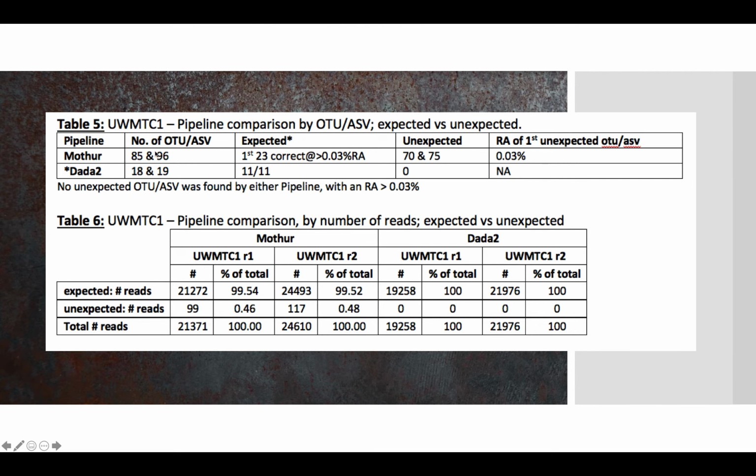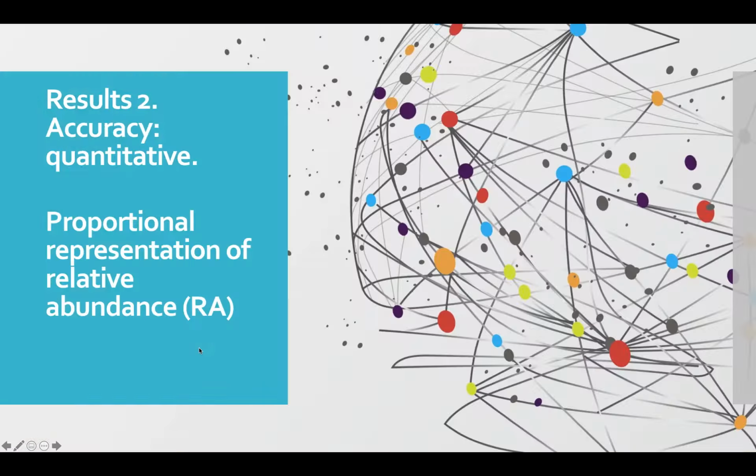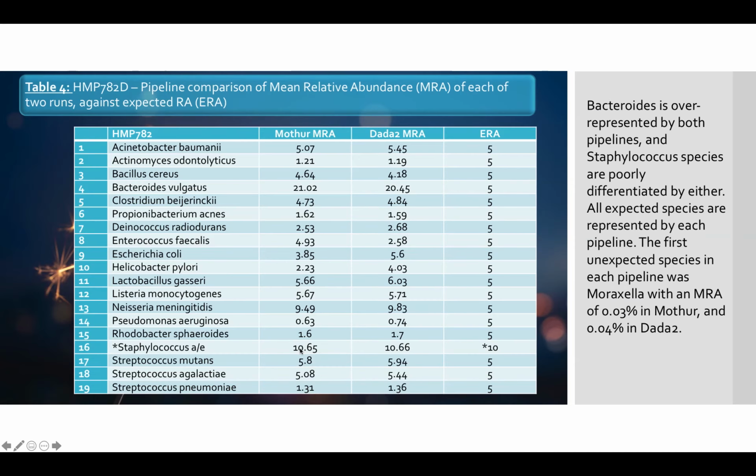And the third sample that we're comparing was quite a variable mix. Again, with Dada2, hardly any, or zero, unexpected reads compared to quite a few within Mothur. So the take home from there is that Dada2 has cleaned the data better, and both pipelines accounted for most of the expected taxa. The second way was looking at the relative abundance, how well they reproduced.